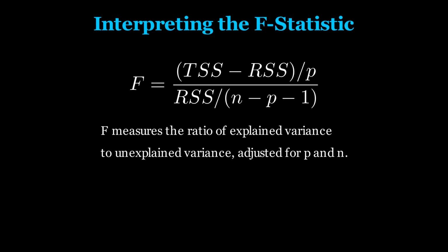Intuitively, the F-statistic is the ratio of the variance explained by the model to the variance left unexplained, each adjusted for the appropriate degrees of freedom. A larger F-statistic indicates the model explains a significant portion of the variability.